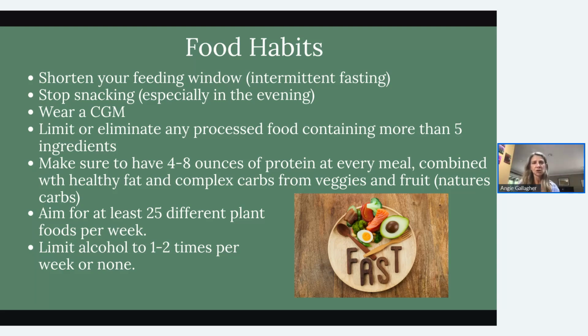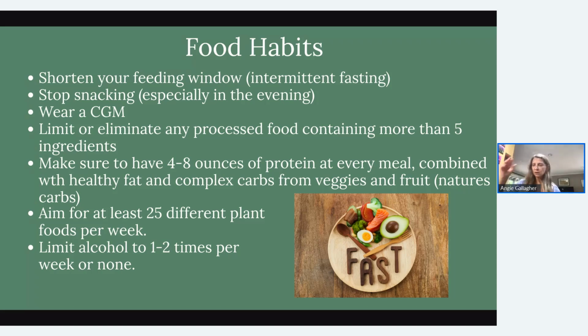So there's your protein recommendation, but always combine it with healthy fat and complex carbs from veggies and fruits. We really want to make sure that our macros are well balanced, and we don't want to be eating them all separate from each other. You can see the plate here. It's got protein, healthy fat, and complex carbs, and all of those things are eaten together in one meal. Okay, aim for at least 25 different plant foods per week. The goal is 35, but I say start with trying to get 25 just to make the goal a little more achievable for people who have a little ways to go to get to that point.